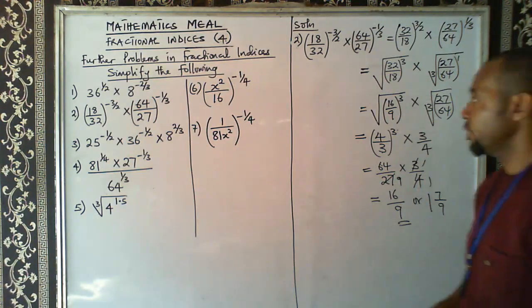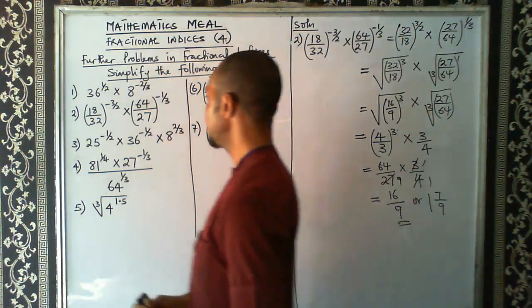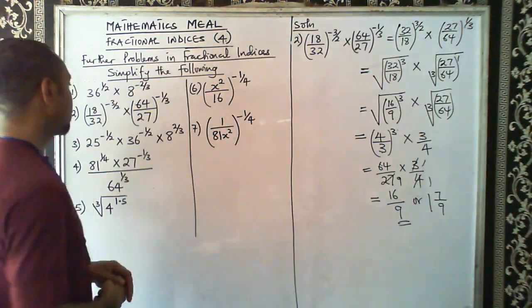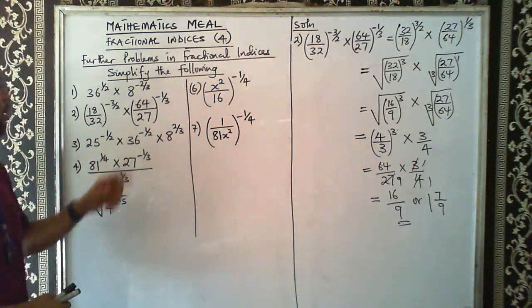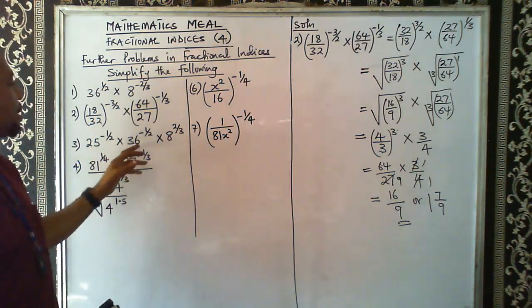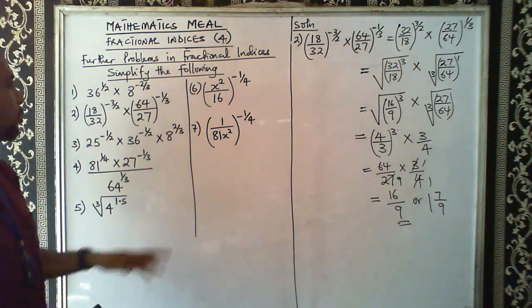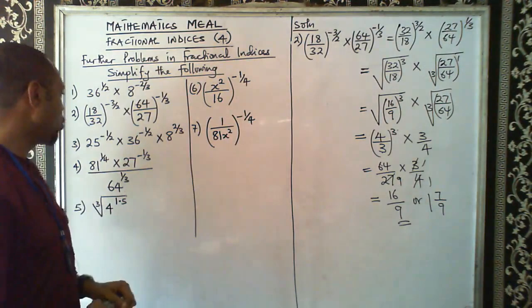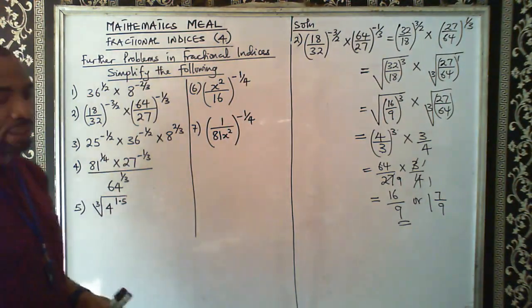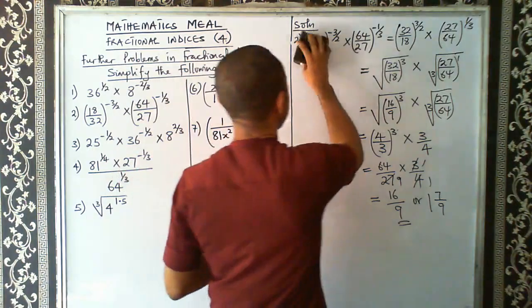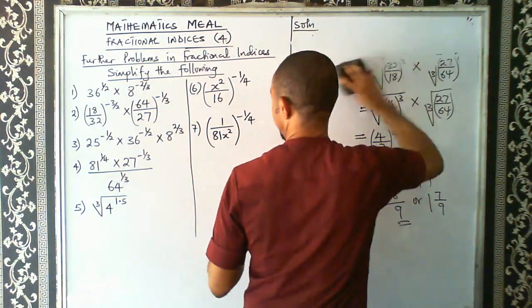Very interesting question. So we look at the third one. The third question, we have 25 raised to power minus 1 over 2 times 36 raised to power minus 1 over 2 times 8 raised to power 2 over 3. We are asked to simplify that. So we'll do that.